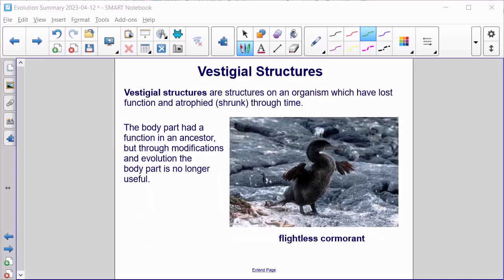Vestigial structures. Vestigial structures are structures on an organism which have lost function and atrophied or shrunk through time. The body part had a function in an ancestor, but through modifications and evolution, the body part is no longer useful. So we can see in this flightless cormorant, the wings have shrunk down because they don't have the same use or they don't have the same need for them as an ancestor did.